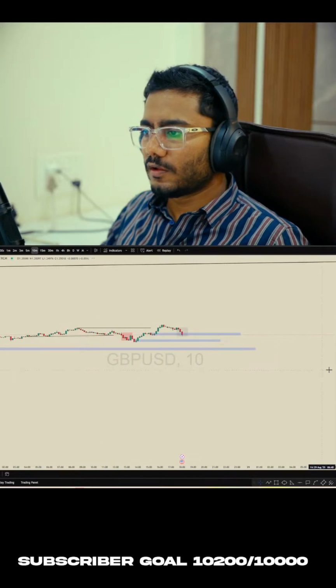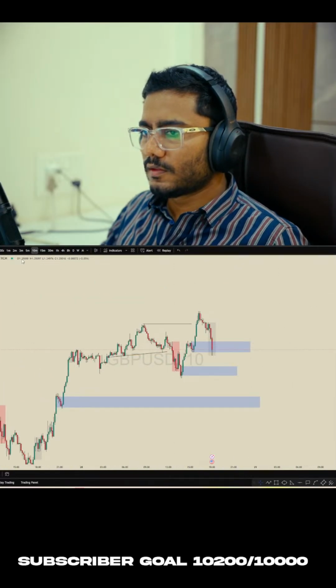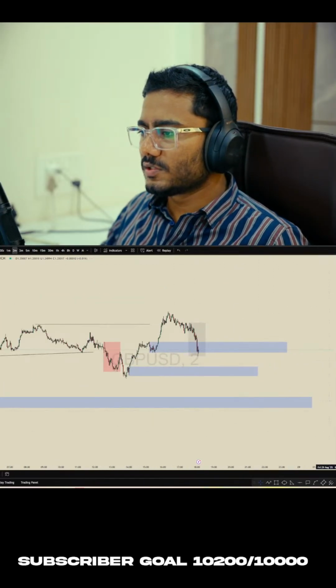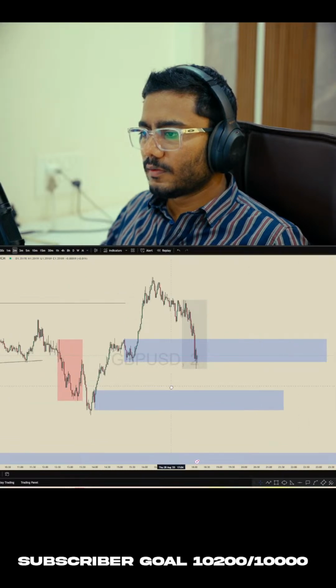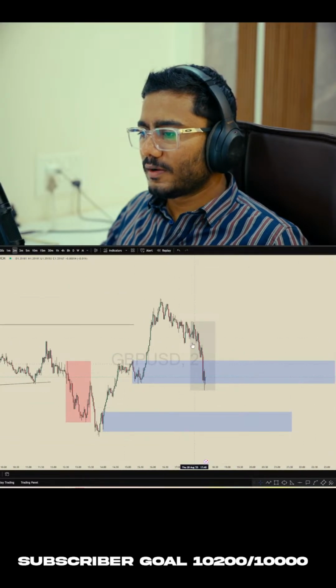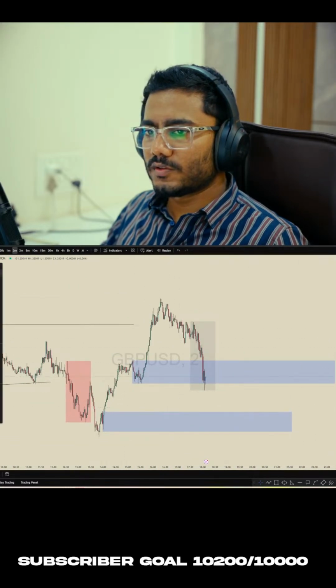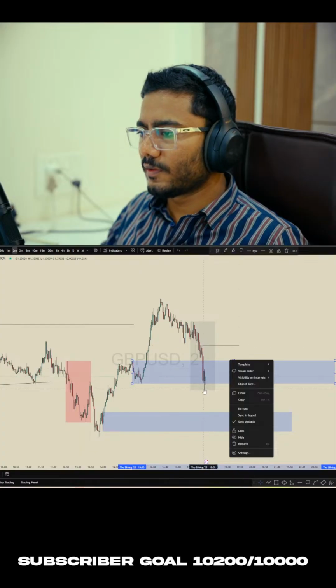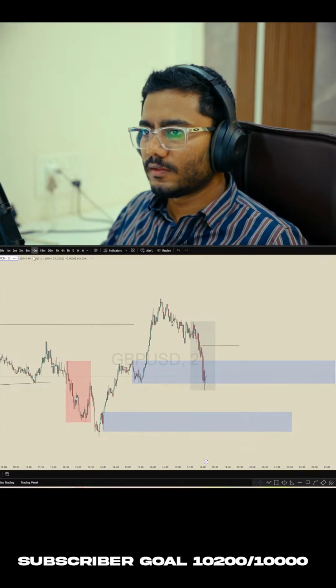Same thing, like I marked the order block on GBP USD. This is the order block, but it's not that good. So we want price to give us a reversal. For example, we want price to break this high.